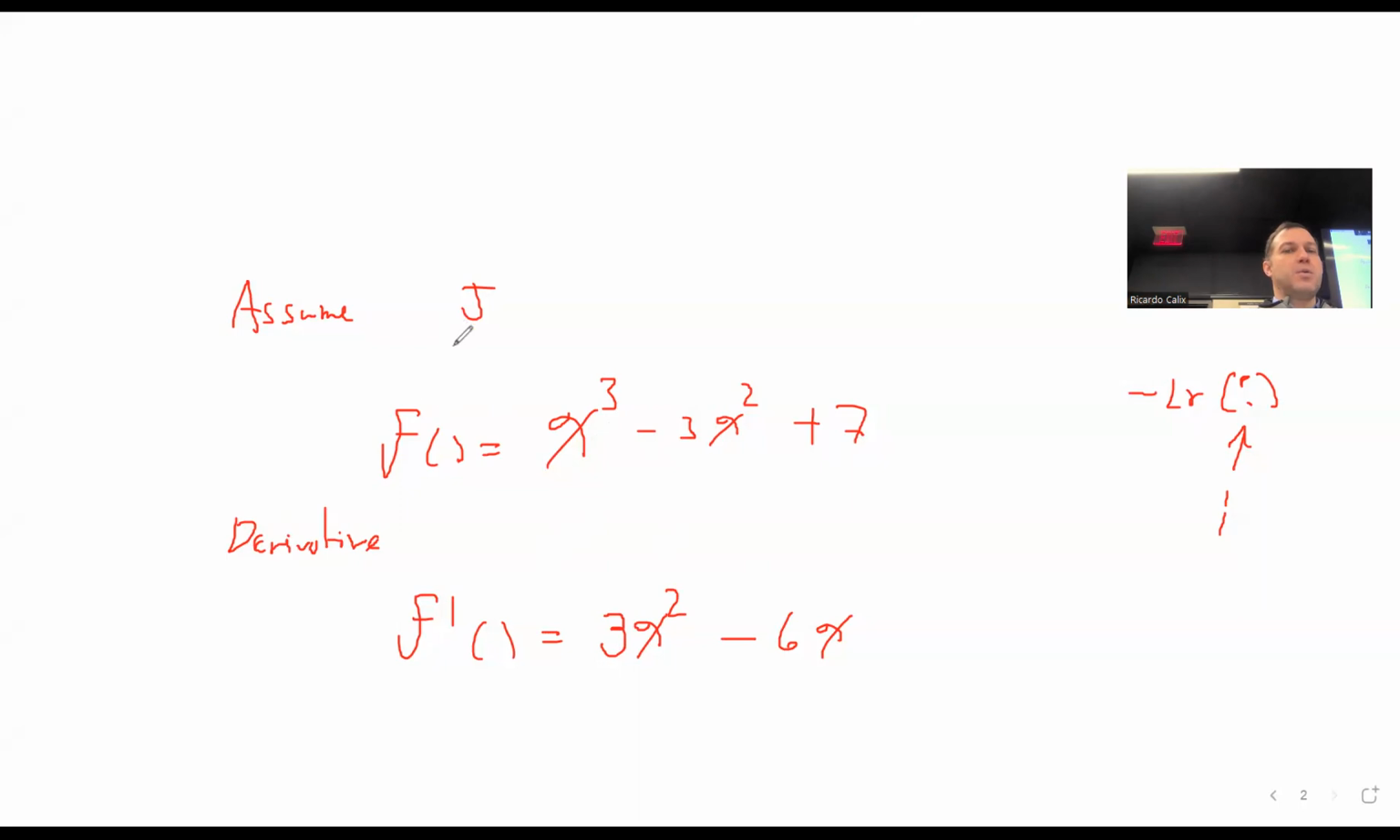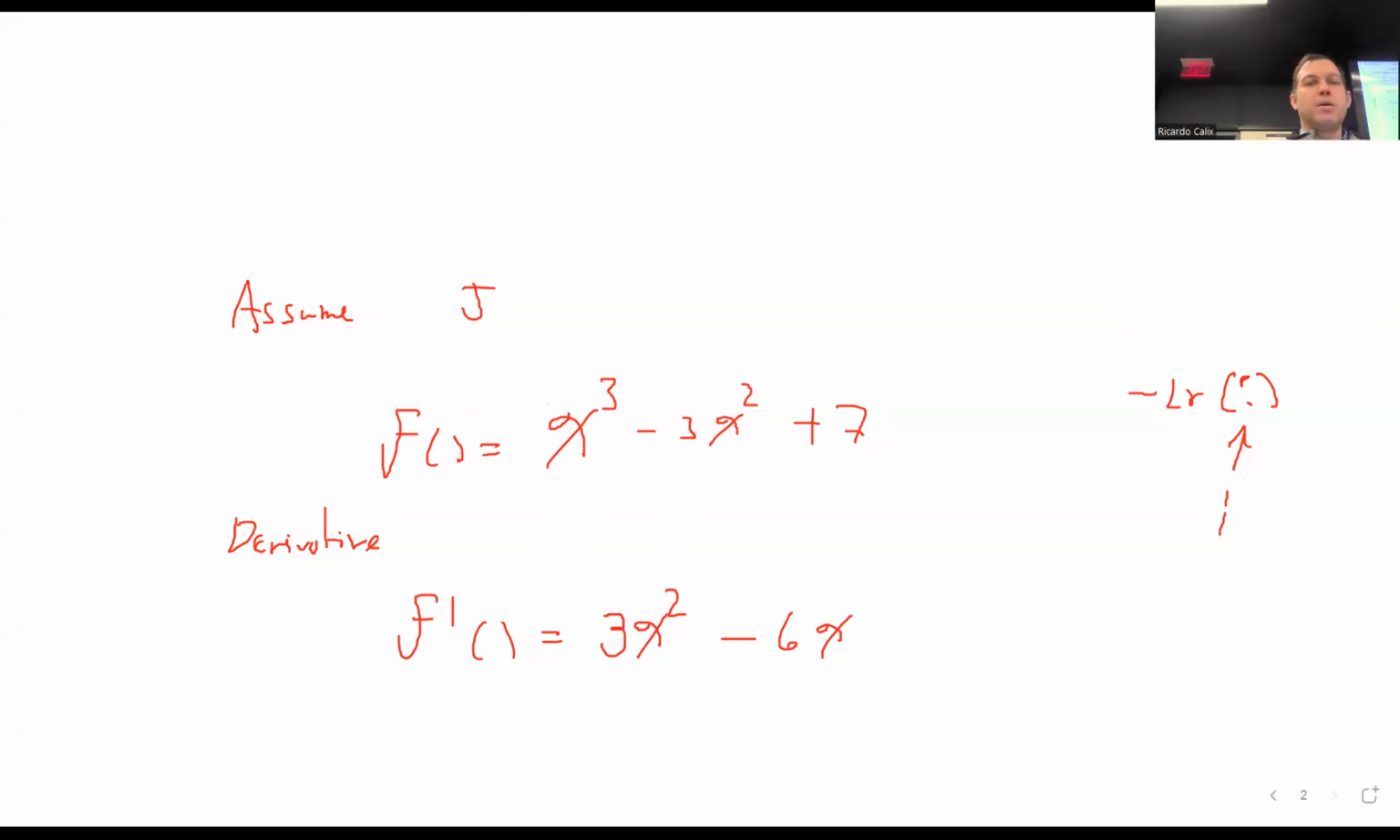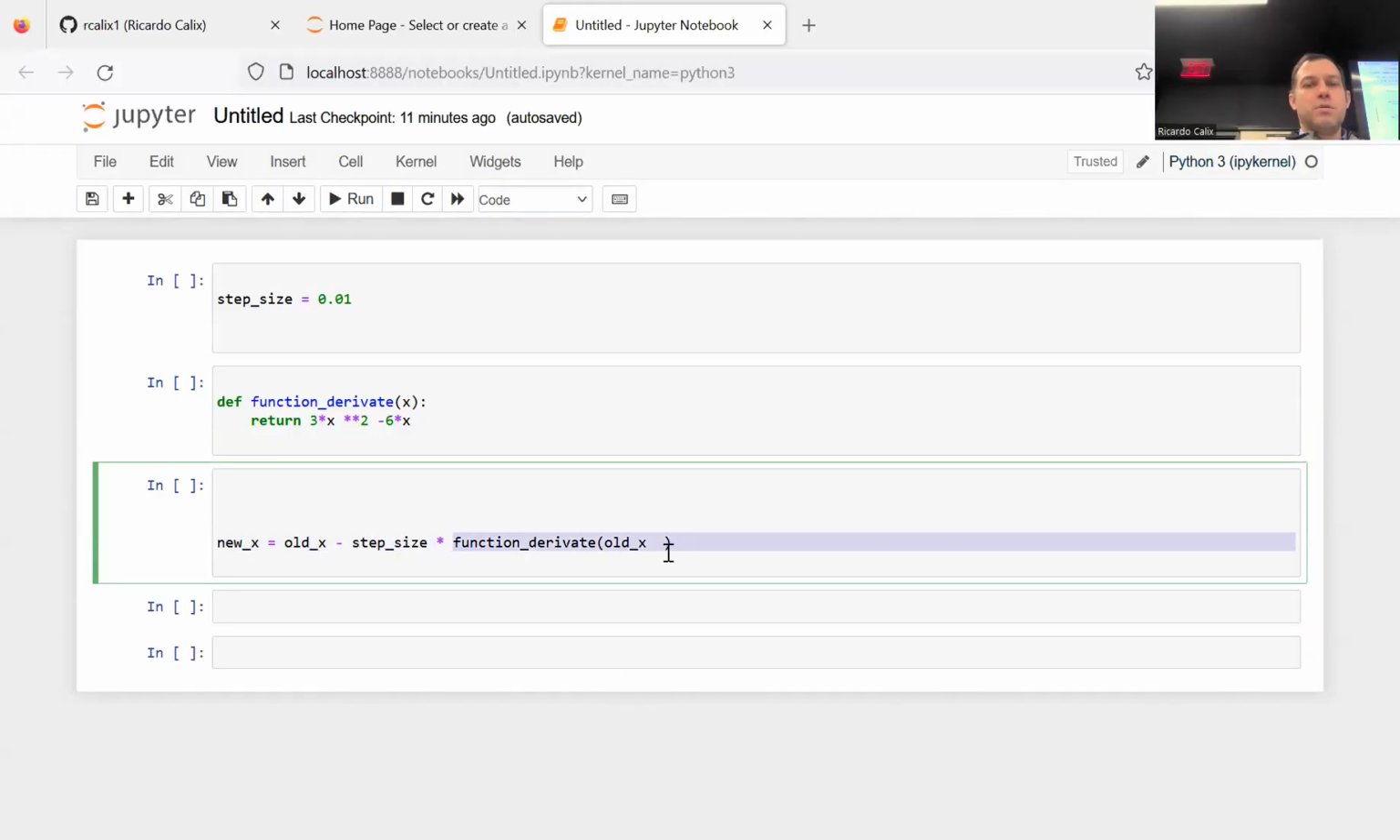So you imagine the original J, take the derivative of it, and when you do it in the code, you would use that and plug in your values to do the update. So that's the basic idea. Any questions on this? Make sense?